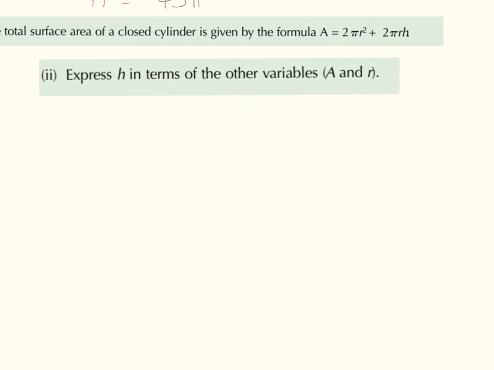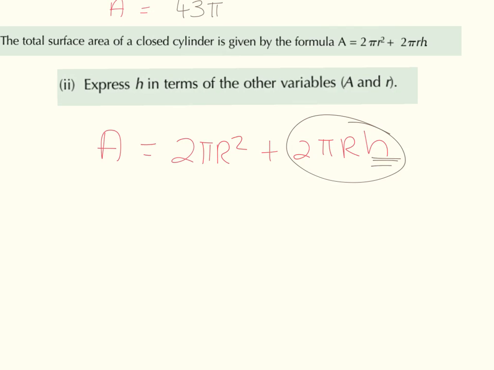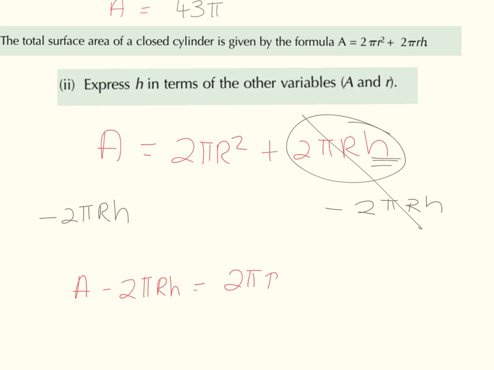So I'm just going to zoom in here. Let's write it out and see what we're dealing with. A equals 2 pi r squared plus 2 pi r h. So obviously the h is what we're looking for. First things first, I would get this section on its own over to the other side. So the way we're going to do that is if we have a plus 2 pi r h, what I do to one side I must do to the other, minus 2 pi r h, and they will cancel. And on this side now I'm left with area minus 2 pi r h equals 2 pi r squared.